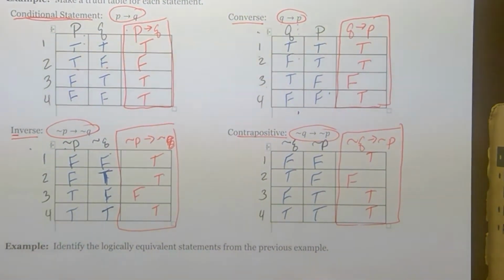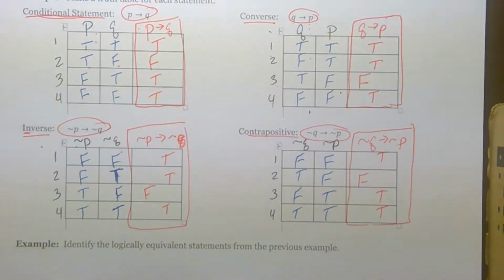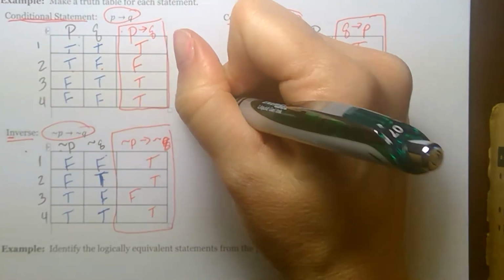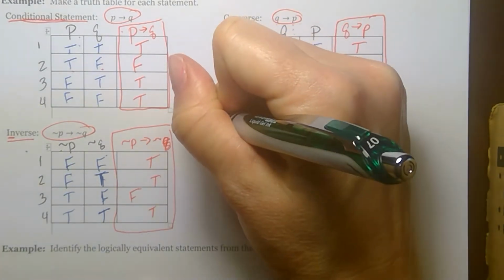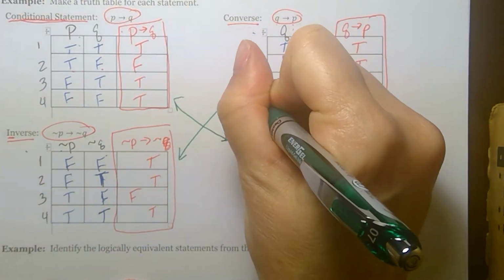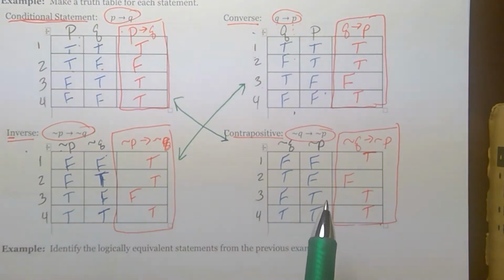Now, I pointed out that we were going for the answer to this question from the beginning. It asks which of those conditional statements are logically equivalent. Well, if I look at the columns with my truth values for the conditional statement, the converse, the inverse, and the contrapositive, I see that the conditional statement is logically equivalent to the contrapositive because they are both true in every case except case 2. And the converse is logically equivalent to the inverse because they are both true for every case except case 3.